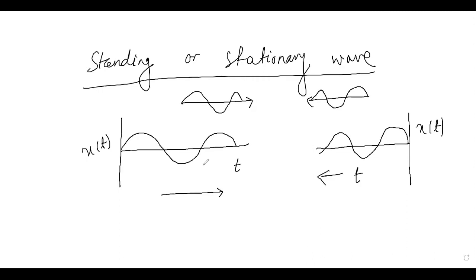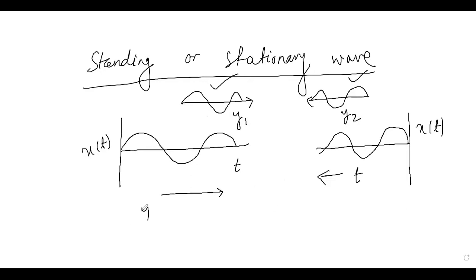So what will happen when these two waves, suppose I write y1 and y2, superpose with each other? They will result in a standing wave or stationary wave. Now we need to see what other parameters also need to be considered.